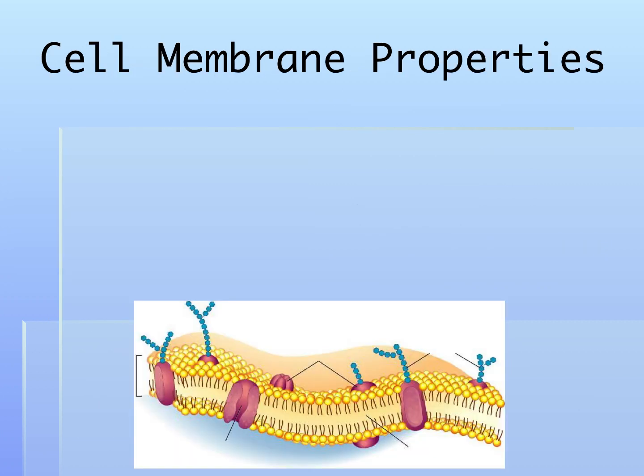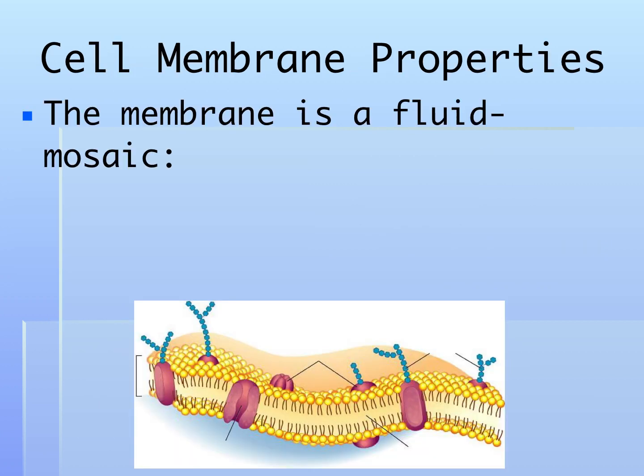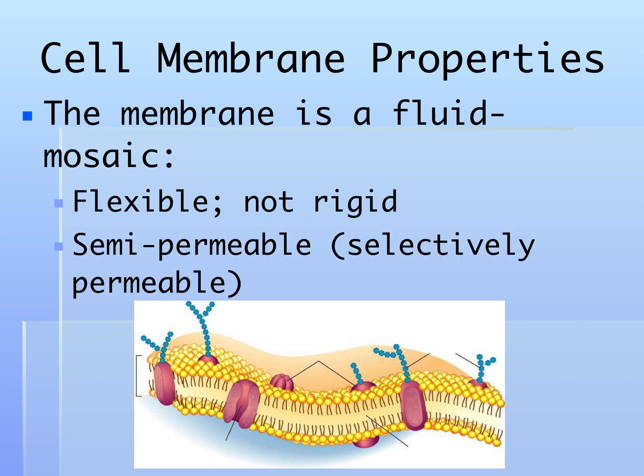Another word that's used to describe the cell membrane is fluid mosaic. And the reason why we use this term is because it's flexible and not rigid. Another property, like we've mentioned before, is that it's semi-permeable. Another way of saying that is selectively permeable. And again, this just means that some materials can easily pass through the membrane, whereas other materials have a harder time and will need a little bit of help.